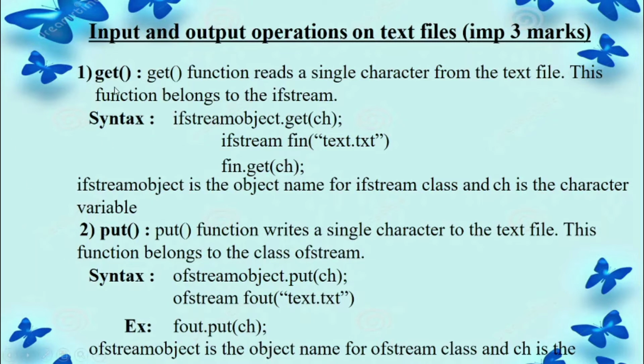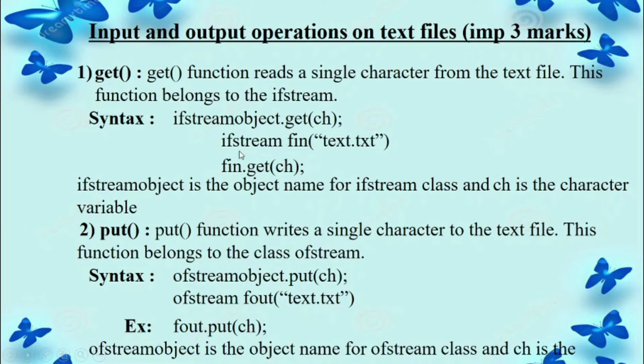So here the first function is get. This function reads a single character from the text file, that means we are just reading the data from the file. This function belongs to ifstream. So the syntax is ifstream object dot get of ch. So only one character we are reading from the text file.